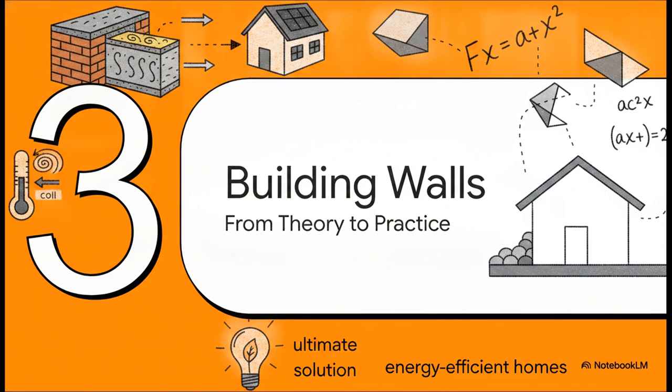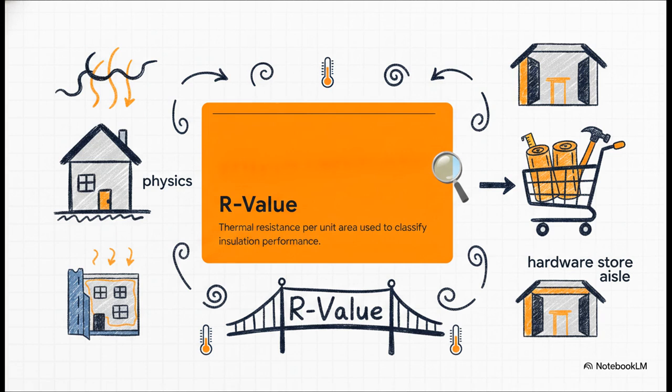Okay, let's take this from theory to practice in Section 3, building better walls. Let's see how this translates into practical engineering. The absolute crucial bridge between textbook physics and the terminology you'd actually see walking down the aisle at a hardware store is the R value. In the building industry, R value classifies insulation performance. It is literally defined as the thermal resistance per unit area. So when you're out there buying insulation, you are quite literally buying a specific mathematical resistance to heat flow.